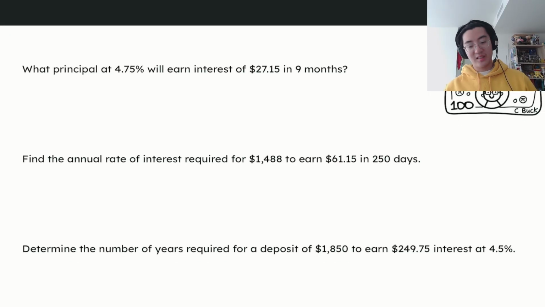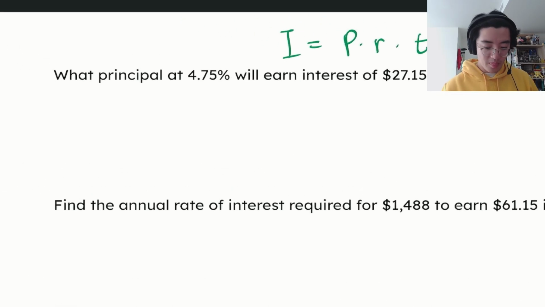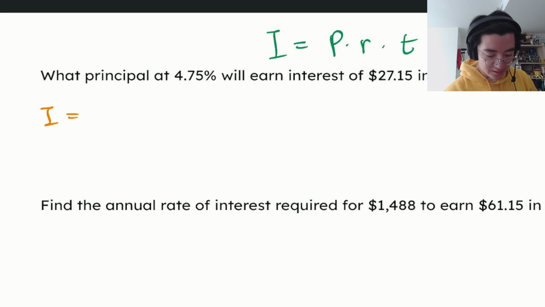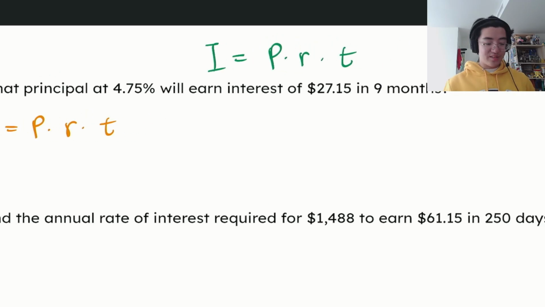And of course, we can rearrange those letters to find all the information we need. So what's the principal at 4.75% if you earned $27.15 in interest in 9 months? So let's take our formula here. We want to know what the principal is. That's our unknown variable. So now we have to isolate the p.